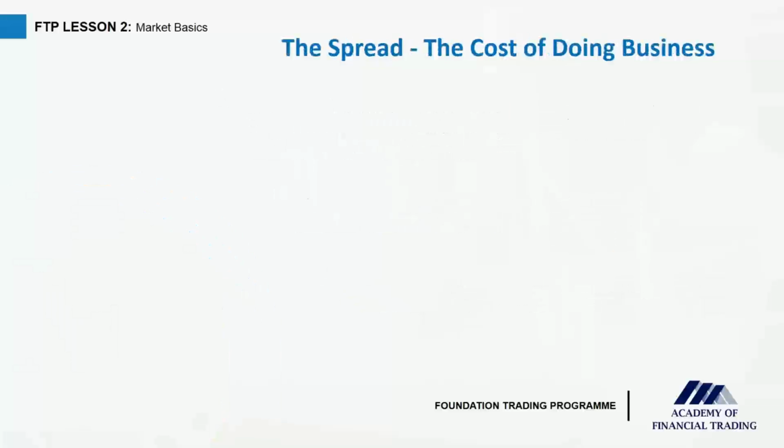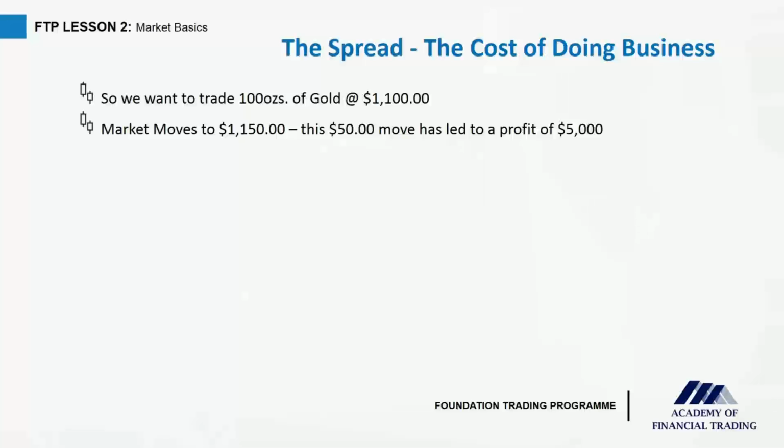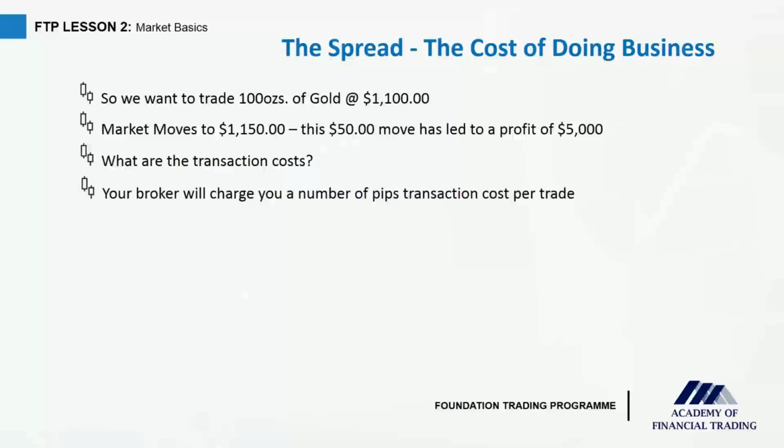Okay, so these transactional costs, again, while I was going through that leverage and margin scenario, a lot of people were asking about the cost of trading. How much would the broker charge you? This is where the broker makes their money typically. Imagine again we wanted to trade that 100 ounces of gold. Imagine the market moves to $1,150. This $50 move has given us a profit of $5,000. We need to know how much it's actually going to cost us. What will happen in any market, regardless of what it is, is that the broker will charge you a number of pips for the transaction, a number of those smallest increments of movement.